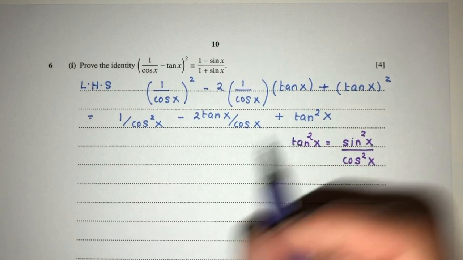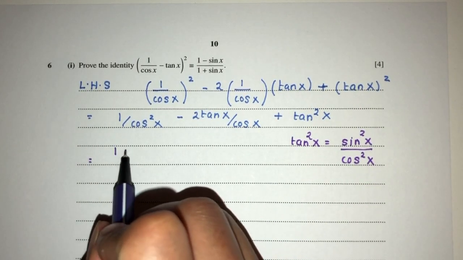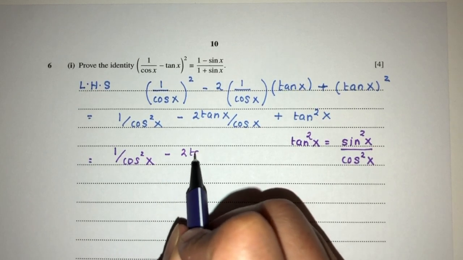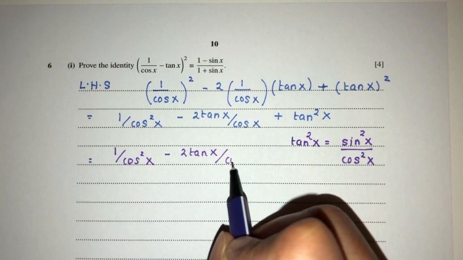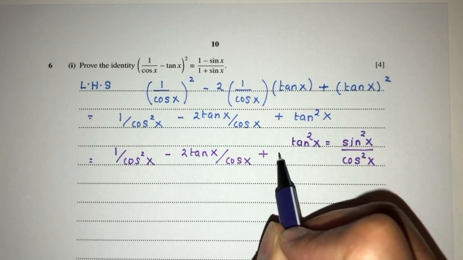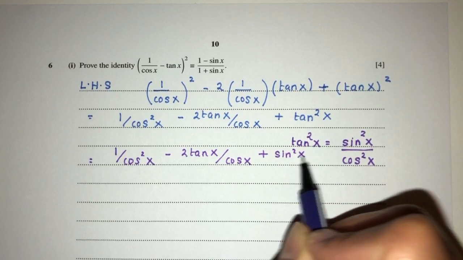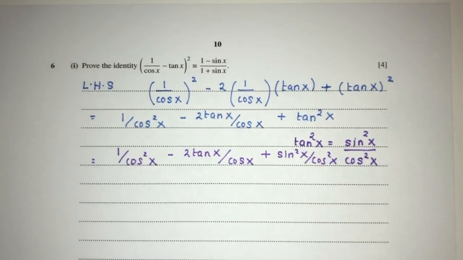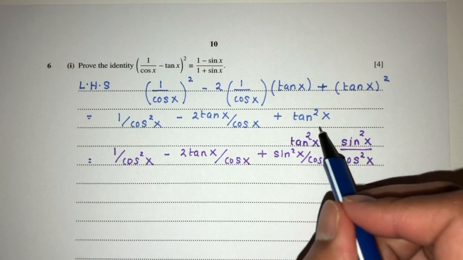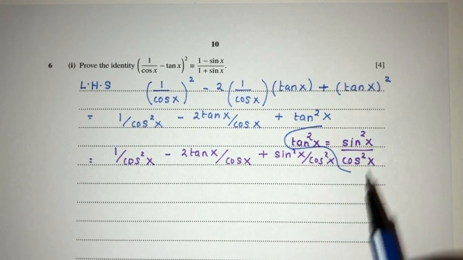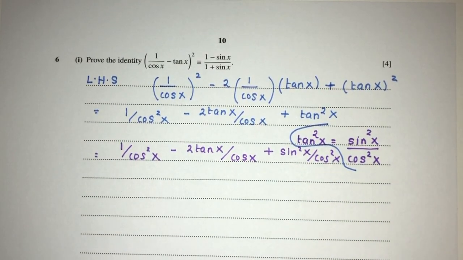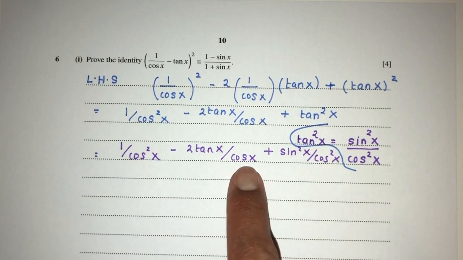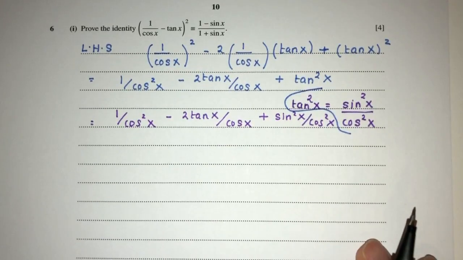Now just replace back in our main equation. We have 1 over cos square x minus 2 tan x over cos x plus sin square x over cos square x. That is not together, this is apart, right? Now, something is happening here. Here we have cos square x, here we have cos square x, but here we have cos x. So we have to make everything become the same.